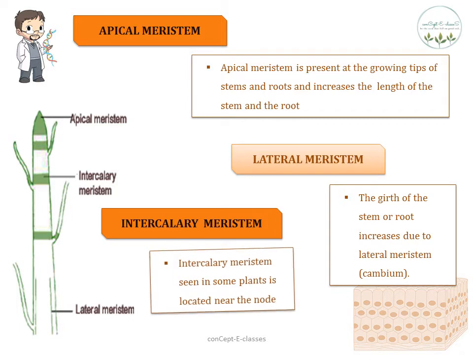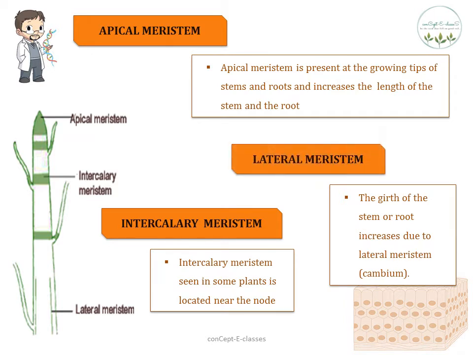In the case of intercalary meristem, it is seen in some plants, located near the nodes. So this is actually present behind the apex. It is the part which is left behind by this apical meristem during the growth period. They are present at the base of the leaf and the internode regions where the branches sprout. Okay, so they actually lead to the increase in the length of the leaf, like the grass stem and all. So that is the function of intercalary meristem.